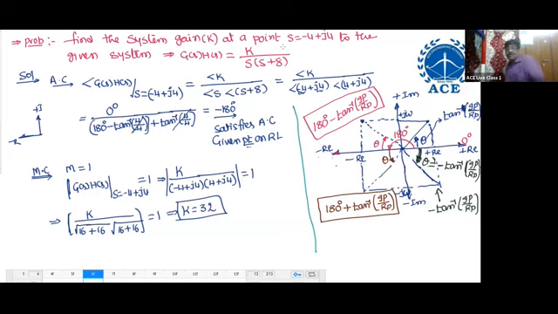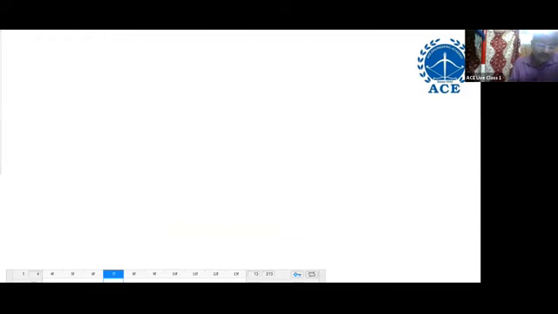But there is one more formula to find the K value. Write it as method 2. This is method 1 you consider. Next, there is one more formula to find the K. That is method 2.